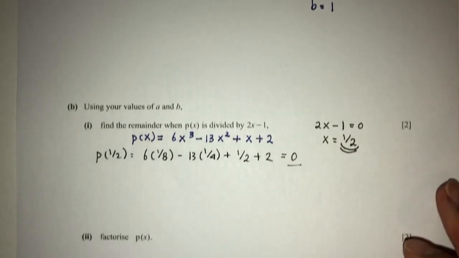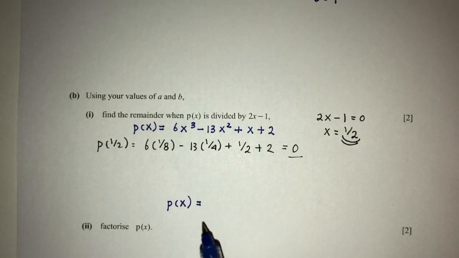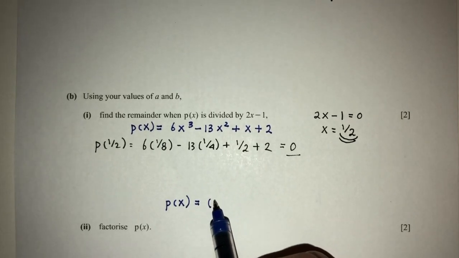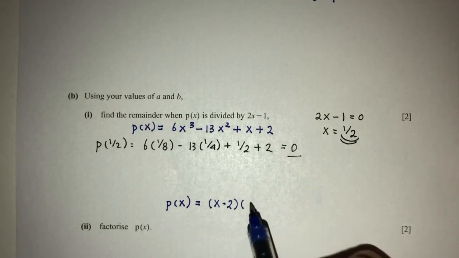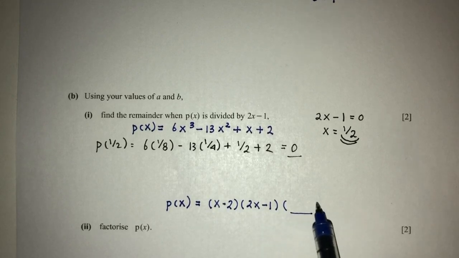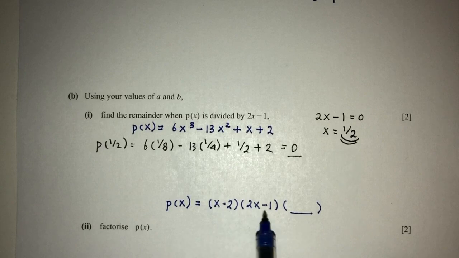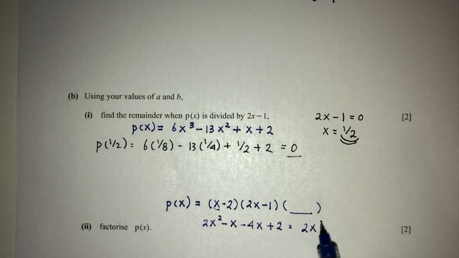So, I know that p of x can now be written as, the first factor was given to us by x minus 2 by the equation. And then we realize that this one is another factor, which is 2x minus 1. And then we have to find the other one to factorize it. So to find the other one, we have to do long division. Let's first expand those two. X times this will become 2x squared minus x. This will be minus 4x plus 2. That will be 2x squared minus 5x plus 2.